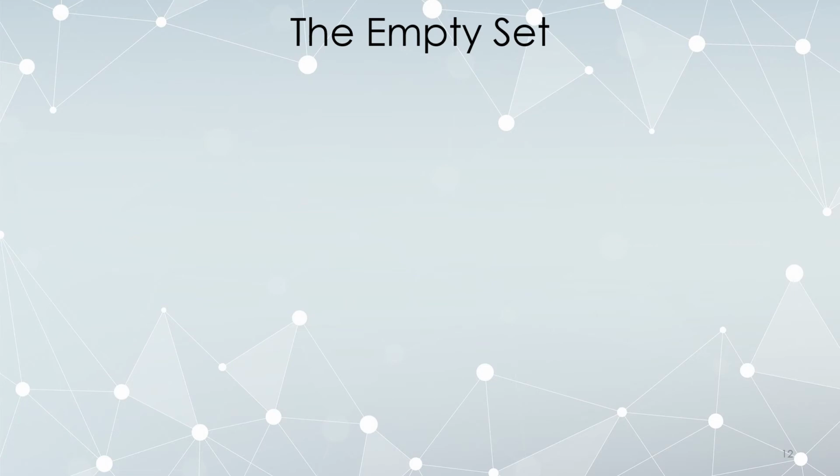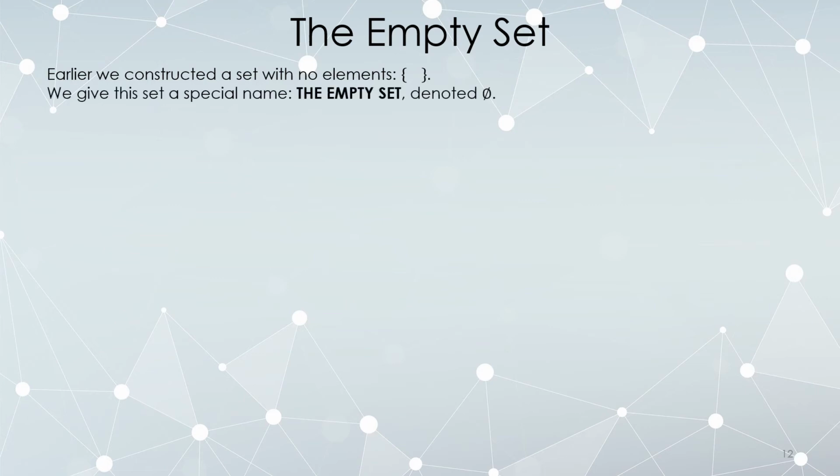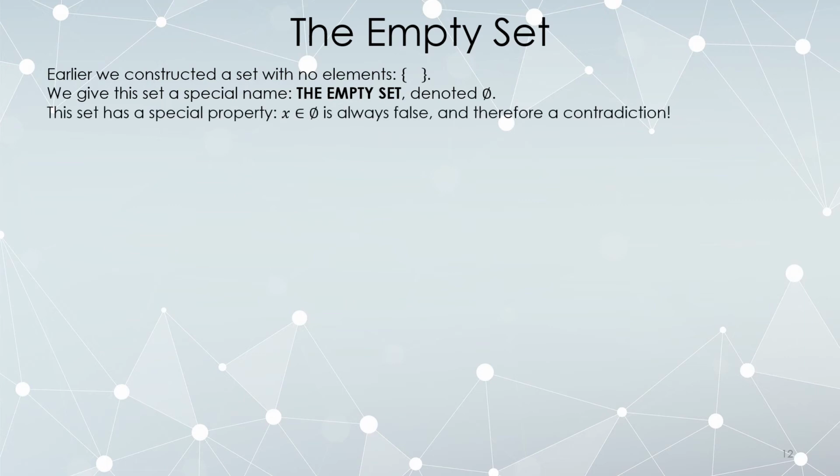Now we're going to talk about something called the empty set. Earlier, we constructed a set that has no elements in it. We give this set a special name. We call it the empty set, denoted with this symbol here. Notice that the number 0 does not have that strike through it. As soon as you put a strike through it like that, you're talking about something different, the empty set. So please do not use this symbol for the number 0. This set has a very special property, however. This set has no elements, so anytime I write something is an element of it, that's always going to be false, and if that's always false, it's a contradiction.